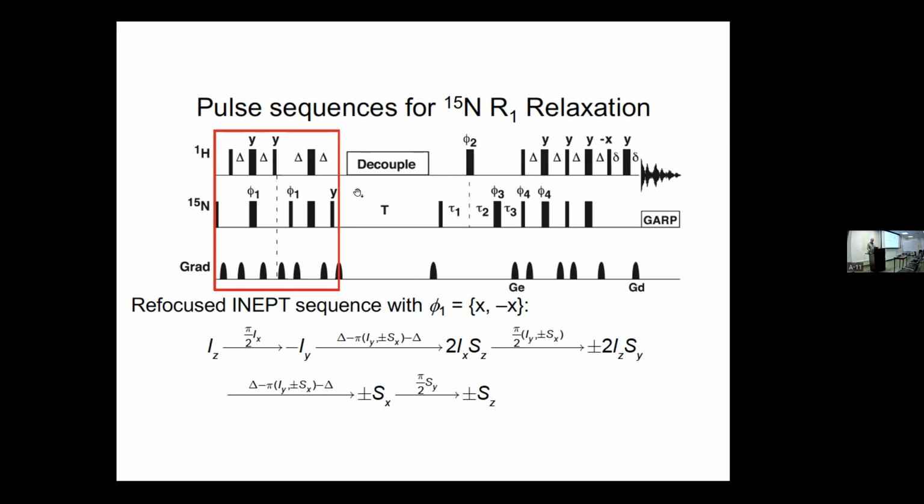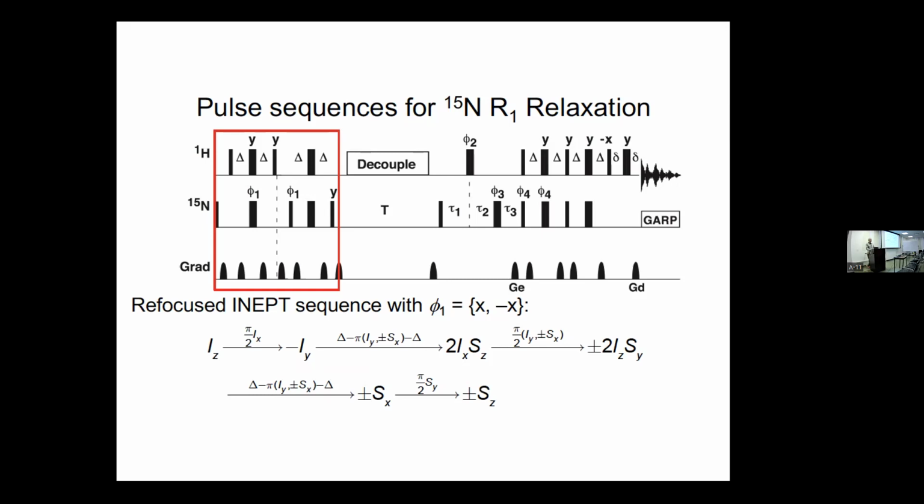And then here's the time period T where the magnetization is going to relax. And then the question becomes what to do during T so that the decay is as simple as possible, so that our data analysis is as simple as possible and hopefully therefore as robust as possible. And here we want to make sure that the decay is mono-exponential.